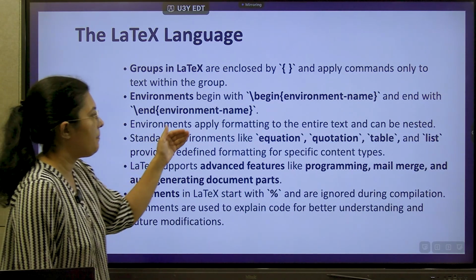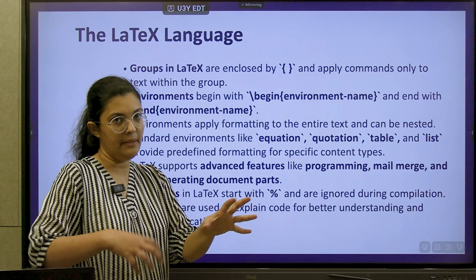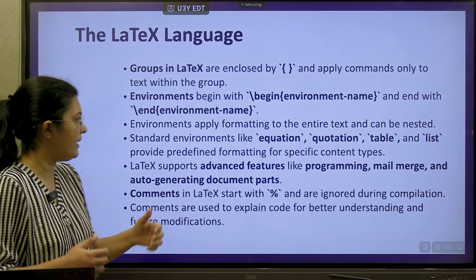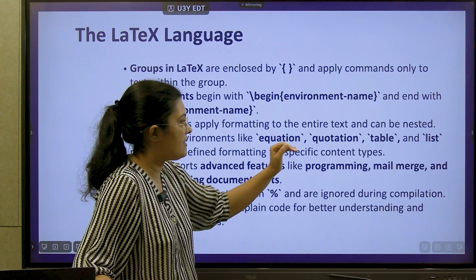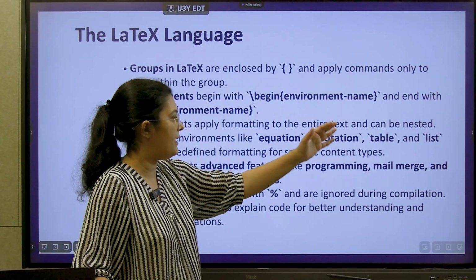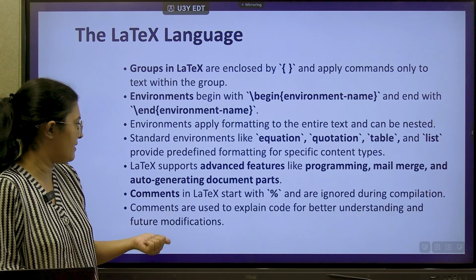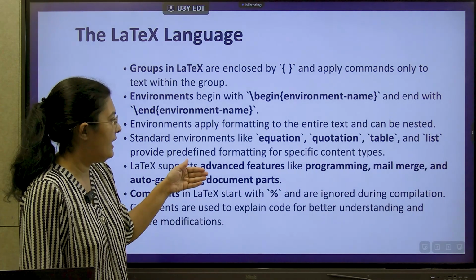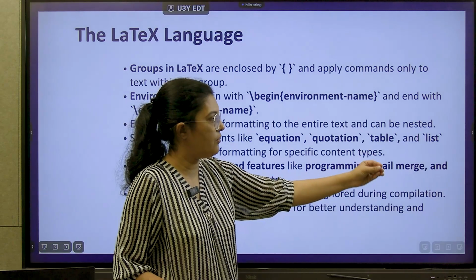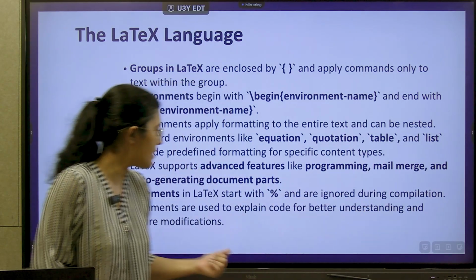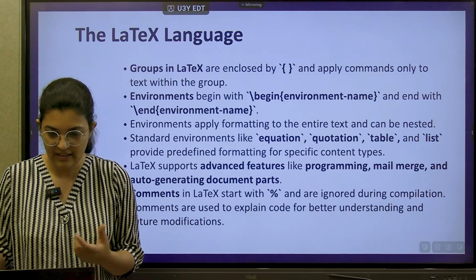Now an environment applies formatting to the entire text, right, and we can have multiple nesting of formatting. In an environment we can write any equations, any quotation, we can write a table, we have lists, all types of formatting options are available in this. It also supports advanced features, like if you want to format your programming document, if you want to format a mail document, or if you want to auto generate some document part, all those options are available.